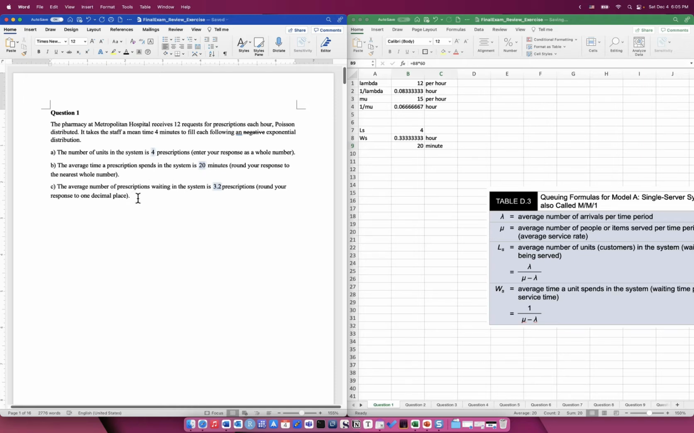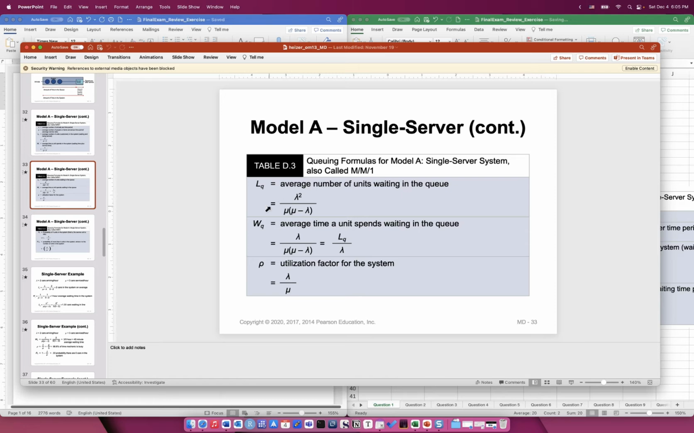And the average number of prescriptions waiting in the system. Okay, so I think earlier I mentioned something like it's most likely you'll see 1 person getting serviced and 3 people waiting in the system. So this part is gonna help us find a more exact answer. For that part, we need to move on to the next slide. So we saw this part, average number of units waiting in the system. Okay, so I'm just gonna screenshot this again.